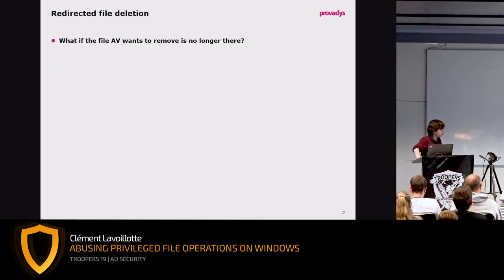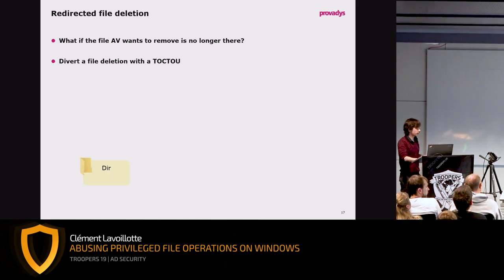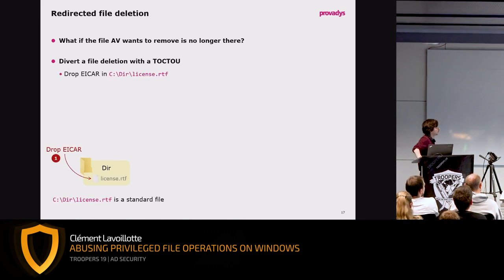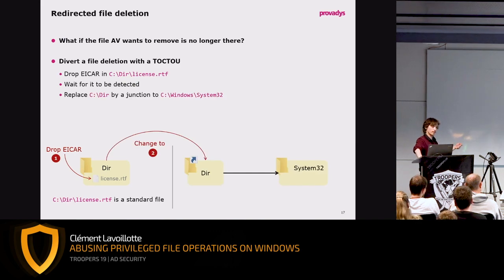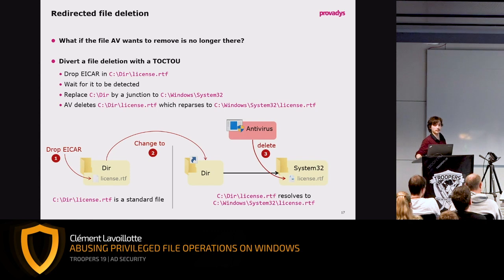And another trick we can use with AV is to try to redirect a file deletion. So if we have a target in the file deletion process, we drop the EICAR payload or anything malicious, so maybe not the first version of Mimikatz, but another one, somewhere in the directory. And wait for it to be detected. And before the deletion, but after it's detected, we replace the directory by a junction to system32. And you can easily guess which file will get deleted by the AV.